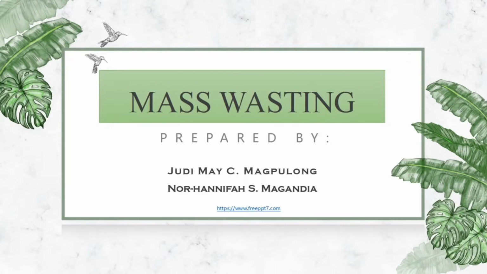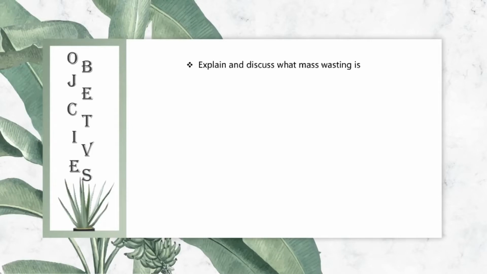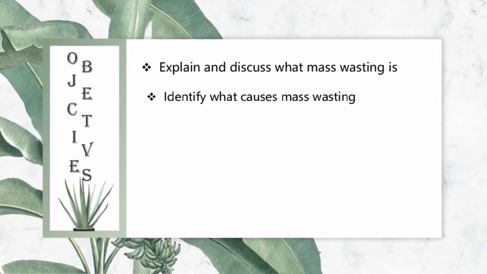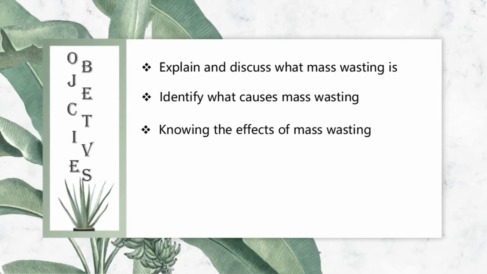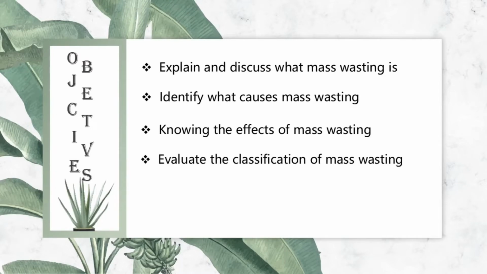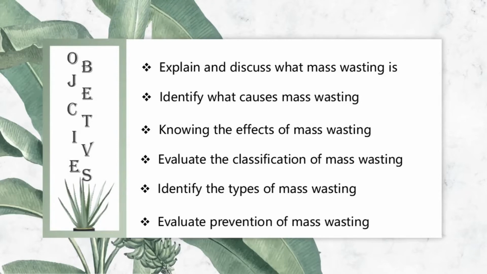Before we formally introduce what mass wasting is, let us know the objectives of this discussion. It is to explain and discuss what mass wasting is, identify its causes, know its effects, evaluate its classification, identify its type, and evaluate how to prevent mass wasting.